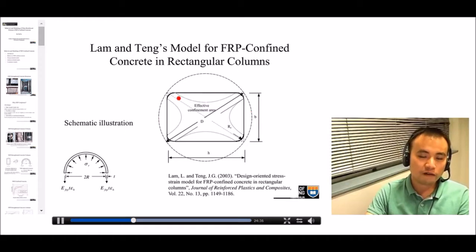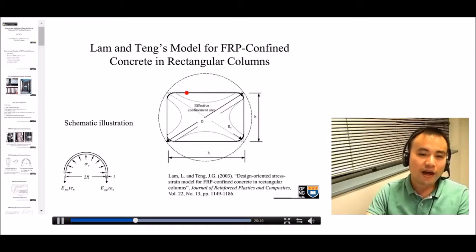This figure explains the mechanism of concrete in a rectangular column. So we know that when concrete is under compression, it expands laterally. But for this type of column, when the concrete expands laterally, it's constrained by the side FRP. So it's different from the case in a circular column. In a circular column, because of the pressure from the concrete, the hoop jacket is in tension. However, in a rectangular column, the side FRP is under bending because of the lateral expansion of the concrete.